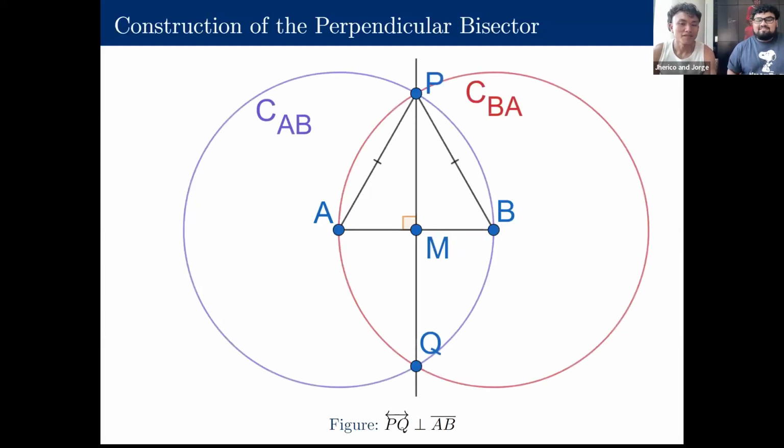So this is how we constructed a perpendicular bisector given the tools in our arsenal, which is a straight edge and a compass. To begin, we were given a line segment AB, and from there we constructed the circle C sub AB, with A being the center and B being a point on that circle. Similarly, we did the same thing with B being the center of the circle and A being a point on there. We see that they intersect at P and Q, and then from there we can construct a triangle APB, and we can see that AP and BP are equal distance because they both have radius AB, like Jericho was saying earlier.